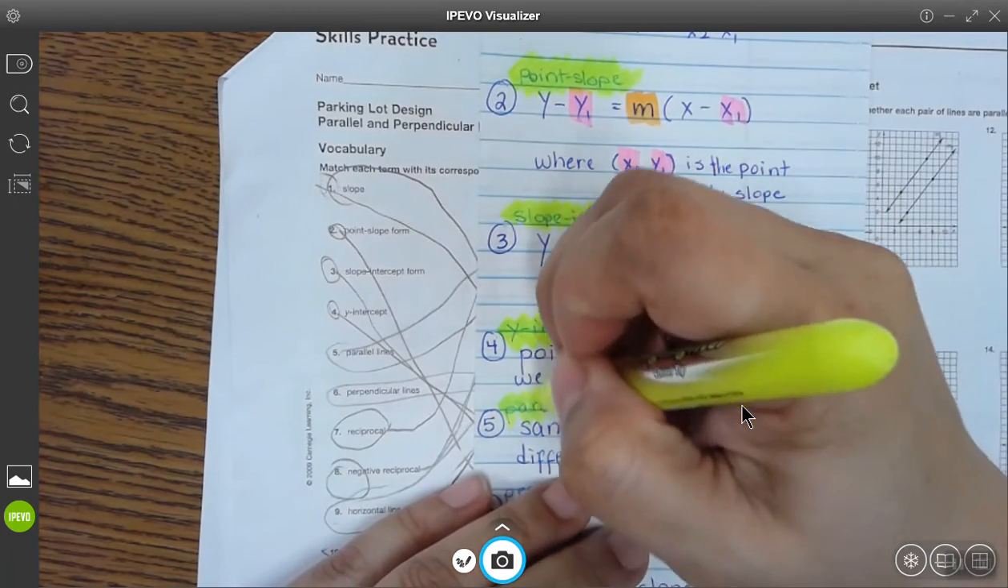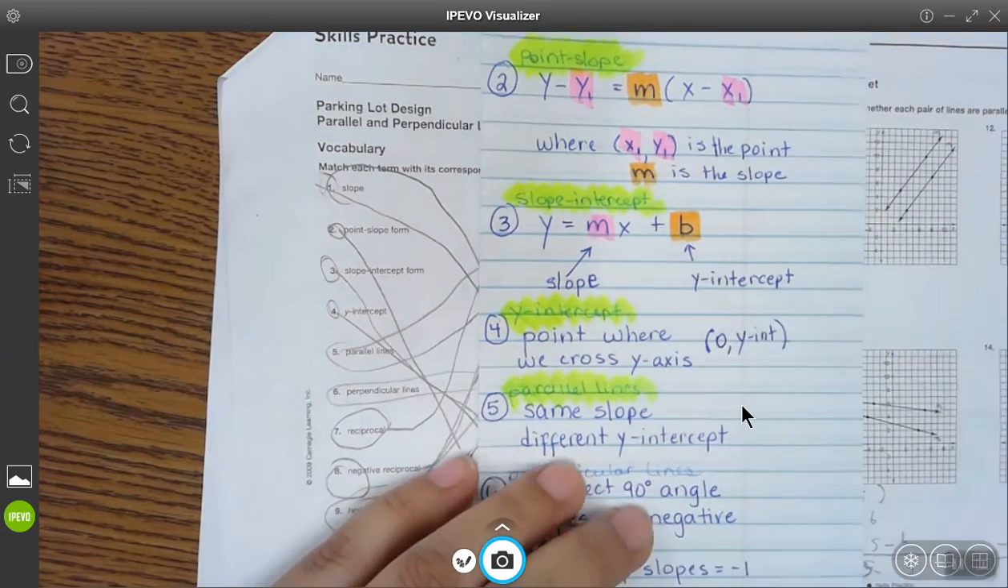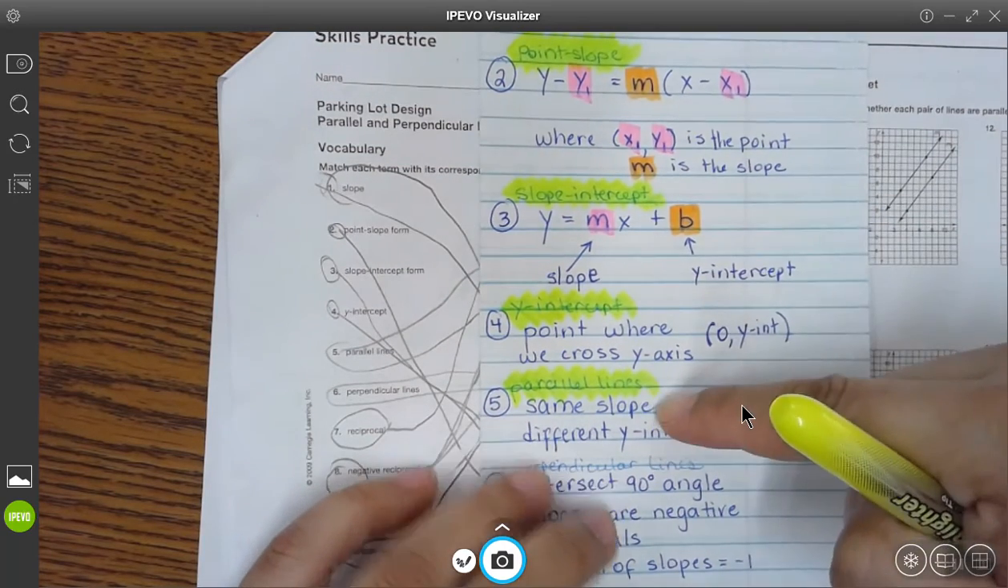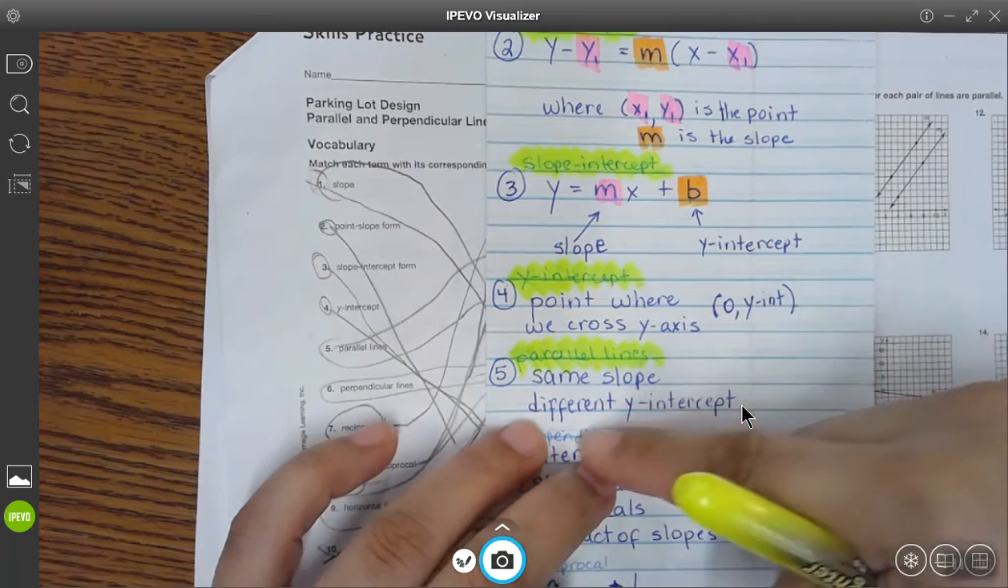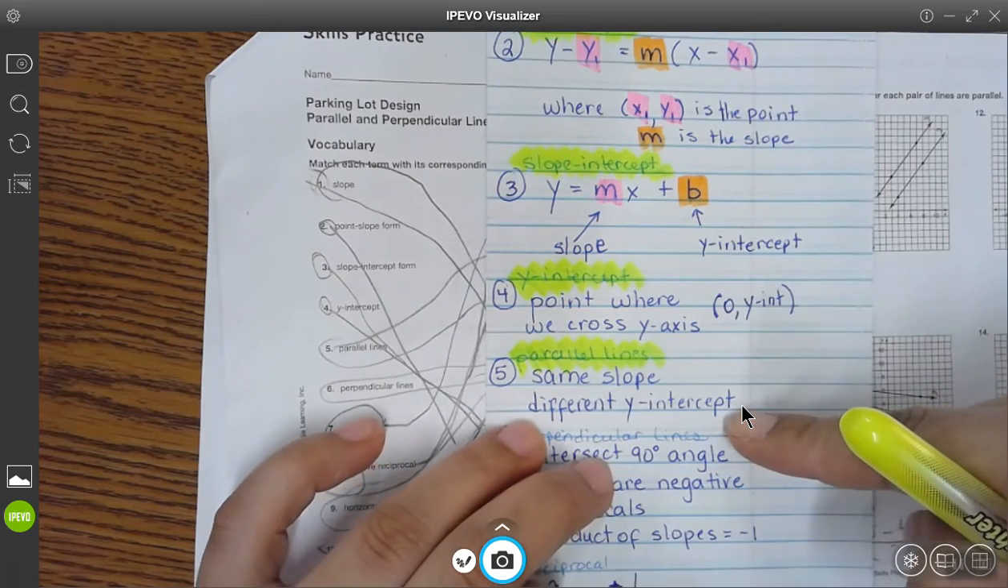Parallel lines. So what are we supposed to know about parallel lines? We're supposed to know that they have the same slope but different y-intercepts, because if they have the same y-intercept, then it's the same line.